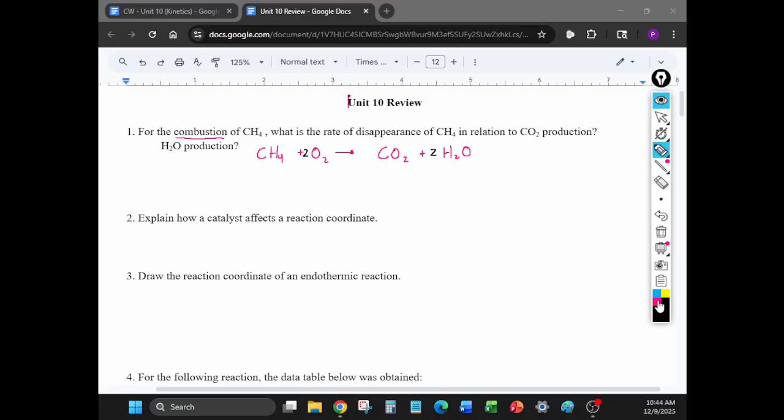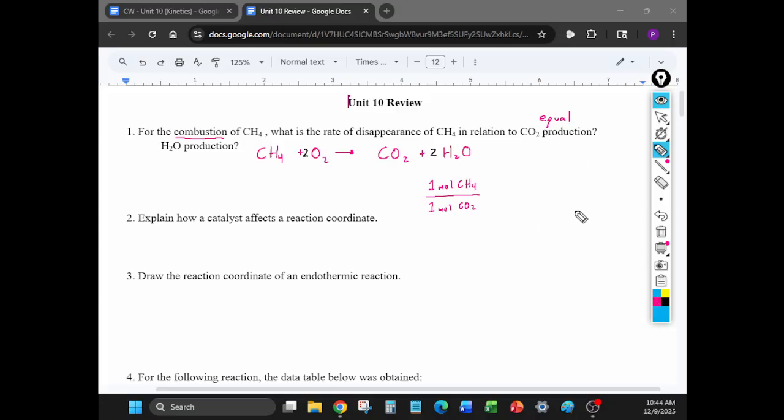All right, so for the first part of the question, it's asking about the disappearance of CH4 in relation to CO2 production. So we just look at the mole ratio. If you look, how many moles of CH4 do we have? 1. So it'll be 1 mole of CH4, and how many moles of CO2 are being produced? 1. So it'll be 1 mole to 1 mole, and so you can say for this one right here, it is equal. Okay, you can say it's equal, you can say it's 1 to 1, something along those lines that communicates the same thing.